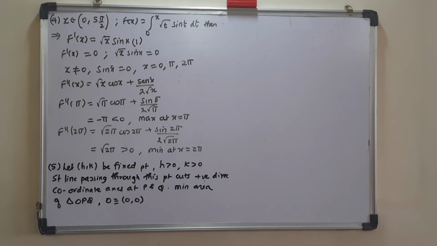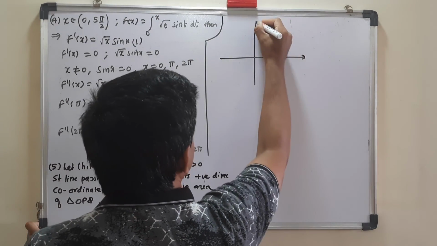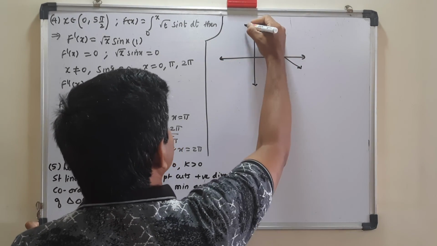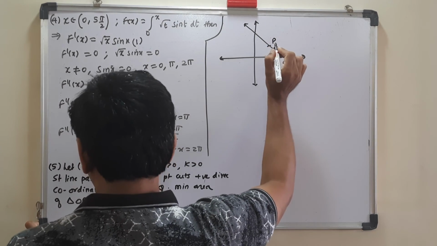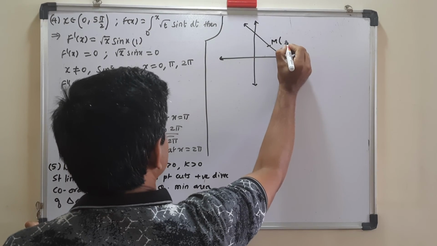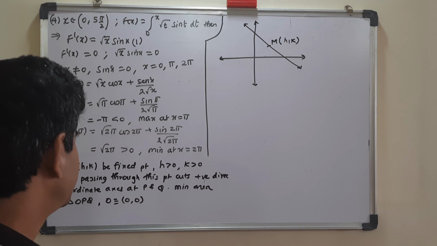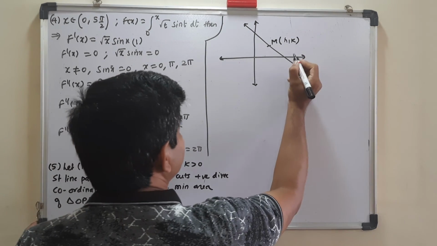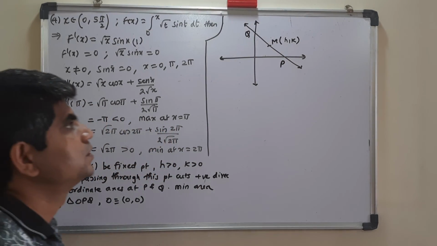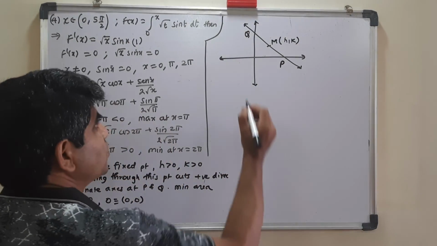So to understand it better, I will just draw it. These are my coordinate axes, and suppose this is the line, and this is the point M, that is h comma k, and the line cuts the coordinate axes at P and Q. Let me take this as P and this as Q. Obviously I can get the equation of line PQ anytime, and this is your origin.